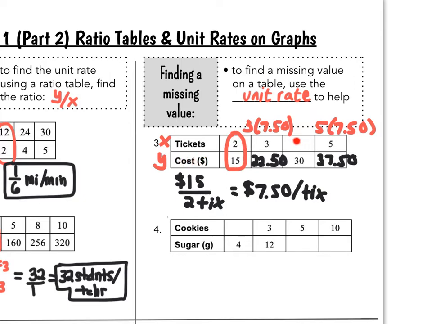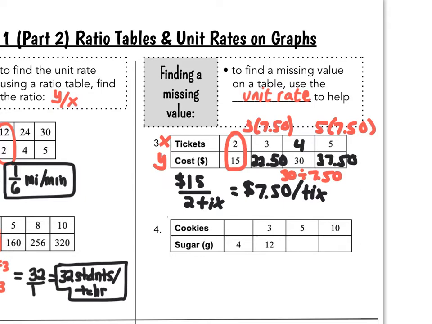Now the other missing value is up here. Okay, so to find the top number, you're still going to use the unit rate. If you have $30 and each ticket costs $7.50, instead of multiplying, you're going to divide. So let's write it with your red pen. 30 divided by 7.50. Okay, and when you put that in the calculator, you're going to get the answer 4. That's 4 tickets. Okay, so you multiply on top, you divide on the bottom with the unit rate.